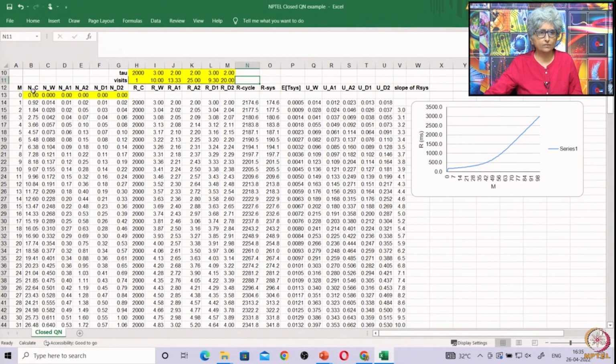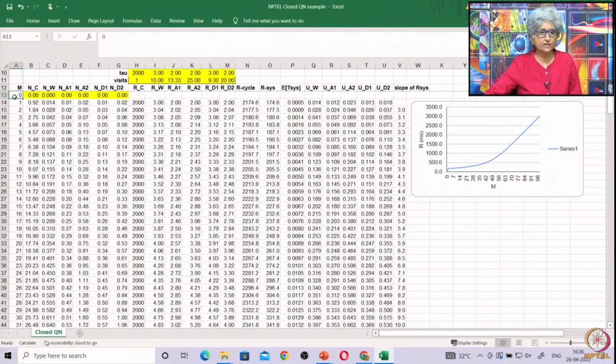Now let us see what is going on here. These columns are going to be showing the average number of customers at each of these nodes. These columns, from column H to column M, are going to show the response times at each of the nodes. This column shows the cycle time. This is the system response time, this is the system throughput, and these are the utilizations again of the web, A1, A2, D1, D2. And here I am just finding the slope of the system response time to understand how it behaves.